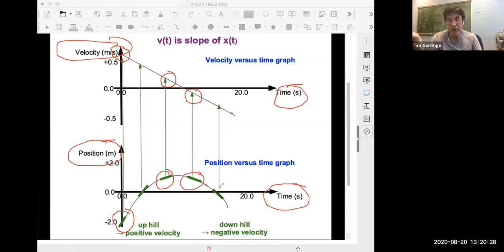And now over on the far right, the slope is steeper downwards, and that would be a larger negative velocity. So the top graph, velocity versus time, is really just the slope of the bottom graph, position versus time. And where the slope is 0, this curve is flat or horizontal at this point here, that's where the velocity is 0, right up here. So those two points coincide.